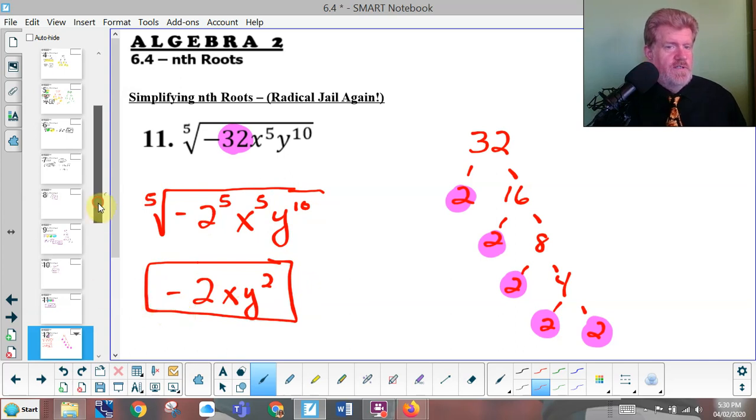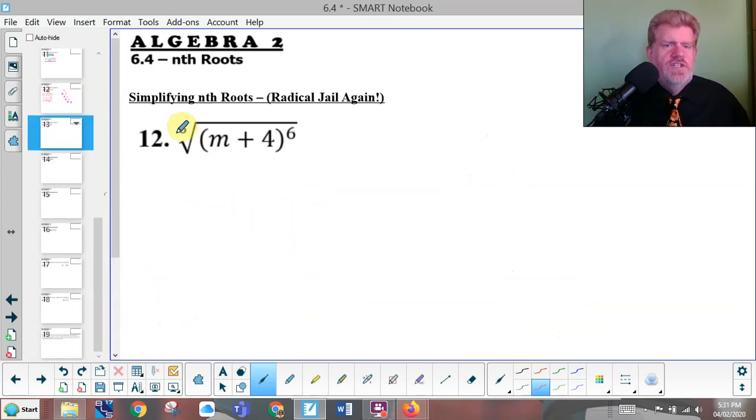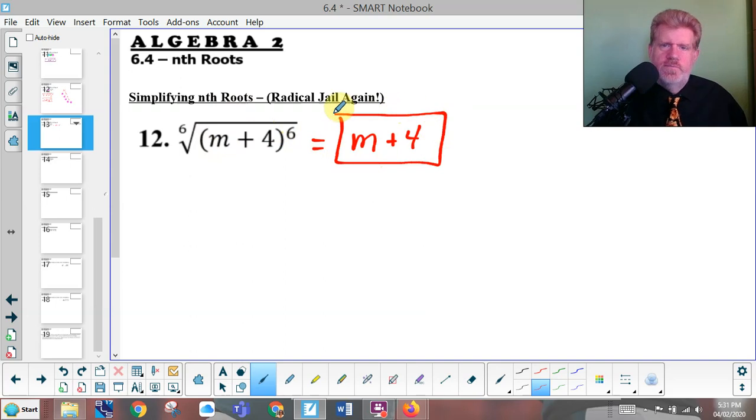All right. What do you guys think? The 6th root of m plus 4 to the 6th. Well, this is all to the 6th power. 6 divided by 6 is 1. The answer is just m plus 4. Not much more than that. All right? So instead of doing radical jail, we write out 6 of them. Remember the rule. 6 under the radical, 6th root, 6 divided by 6 is 1.